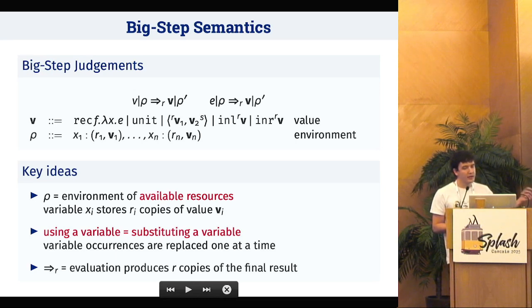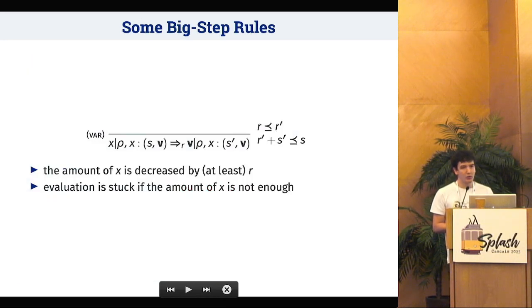And last, also the evaluation arrow is labeled by a grade, which basically specifies how many copies of the final value we are producing. This is because, intuitively, resource consumption depends on how many copies of the result we are producing. So if we want to produce 10 copies of the final result, we will consume more resources than when we produce 3 copies, for instance.